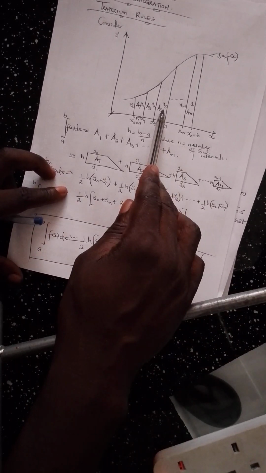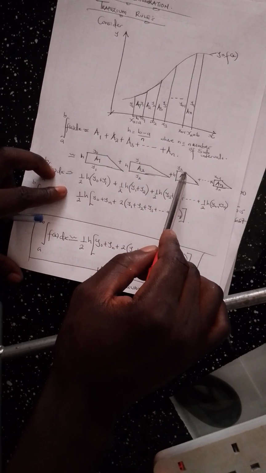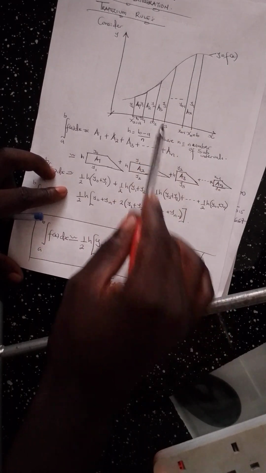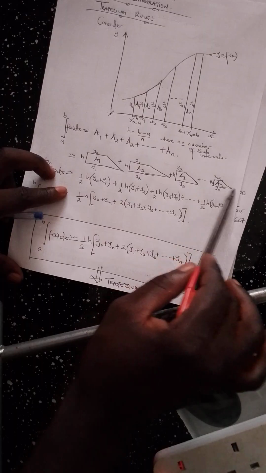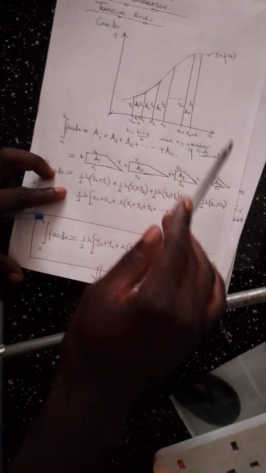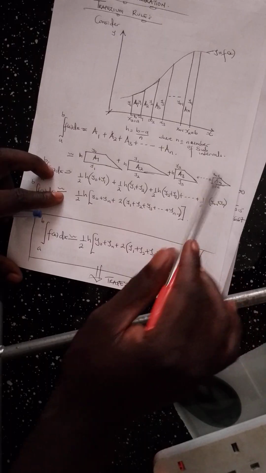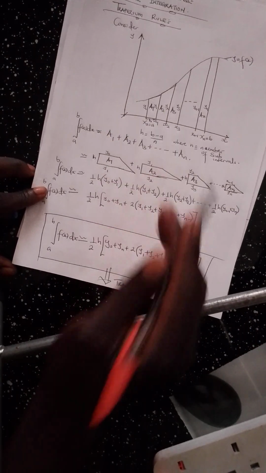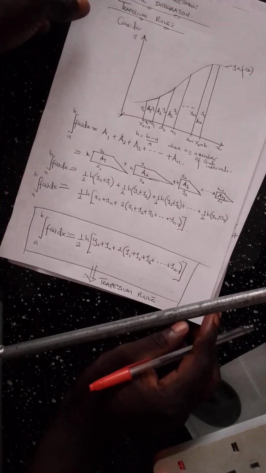The third trapezium is this. It runs from here up to there, so it has Y2. From here up to there it has Y3. From here up to there it has H. Then and so on until you get to the very last one that has Yn minus 1 and Yn, then H.